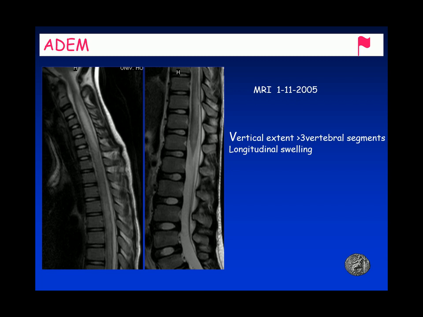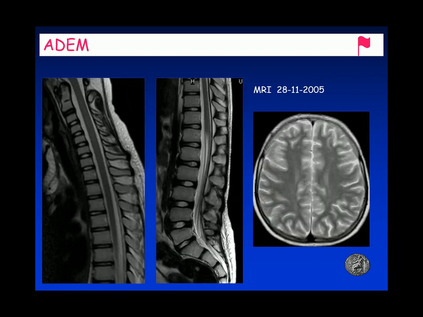You perform an imaging of the spinal cord, and you see that there is an extensive lesion extending longitudinally more than 3 vertebral bodies, and if you do axial scans, you see that this lesion occupies more than 2/3 of the spinal cord. This is typical of ADEM, and you don't see this kind of lesions in multiple sclerosis.